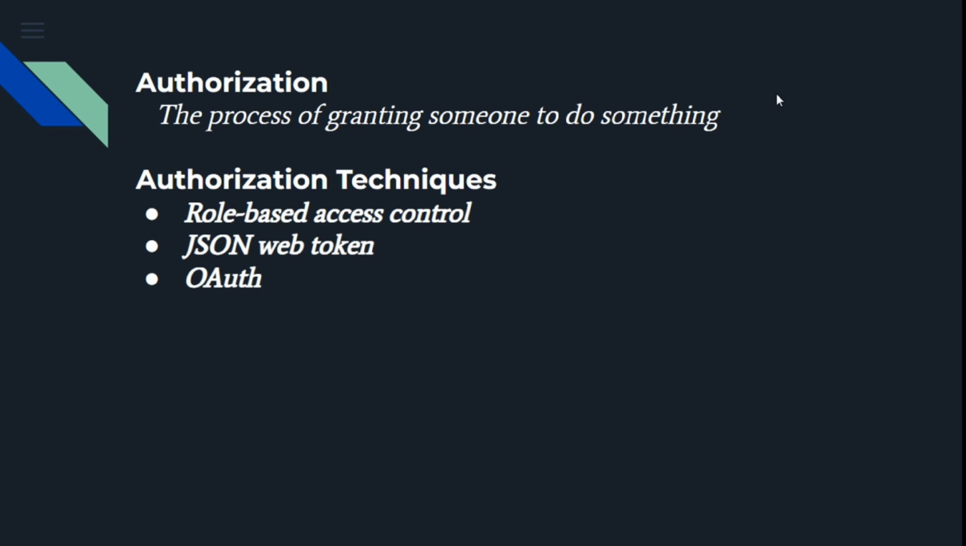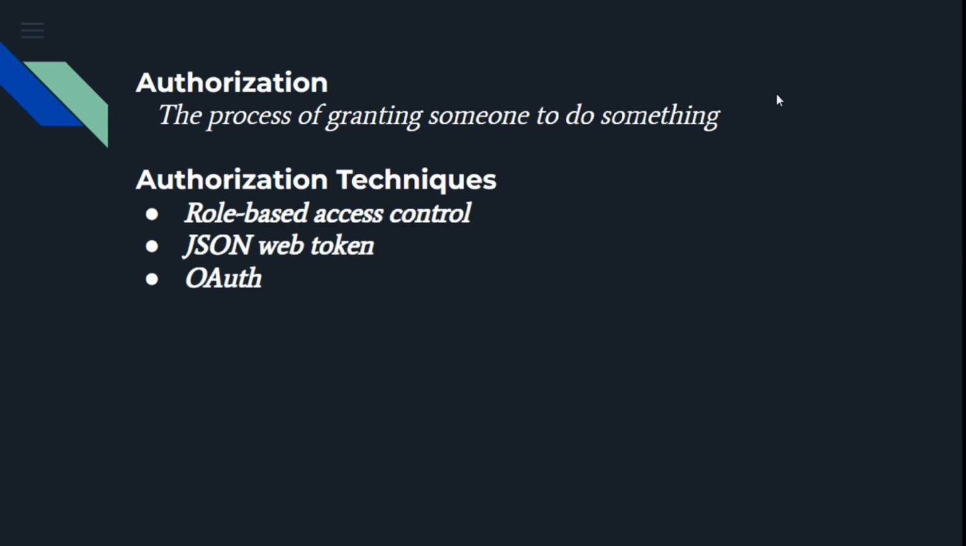So basically there are different authorization techniques. One is role-based access control. Role-based access control is given to the users as per their role or profile in the organization. It can be implemented for system to system or user to system.